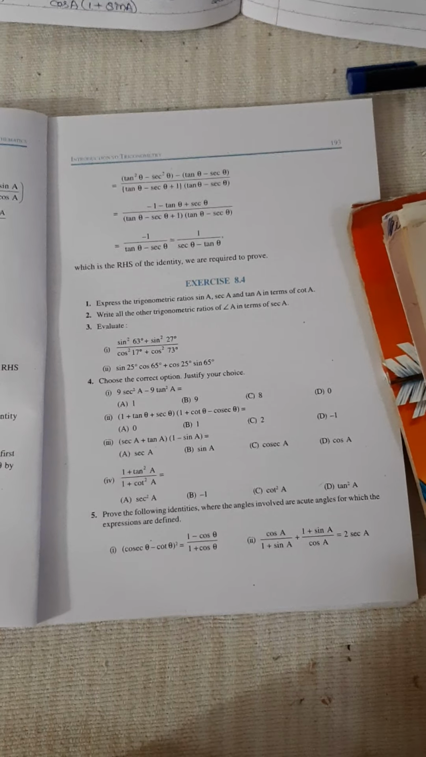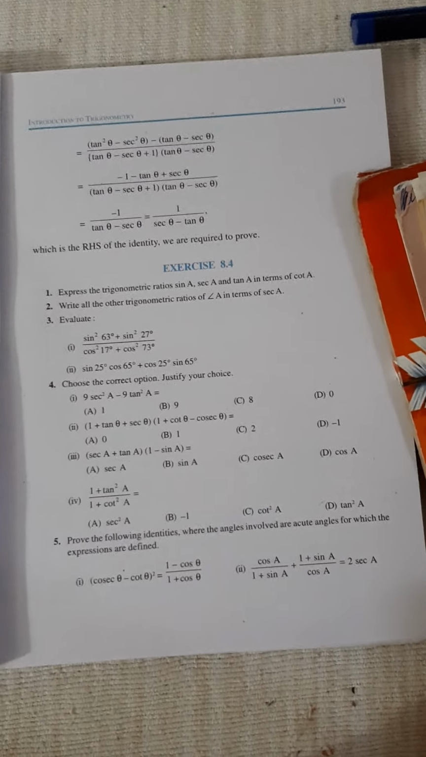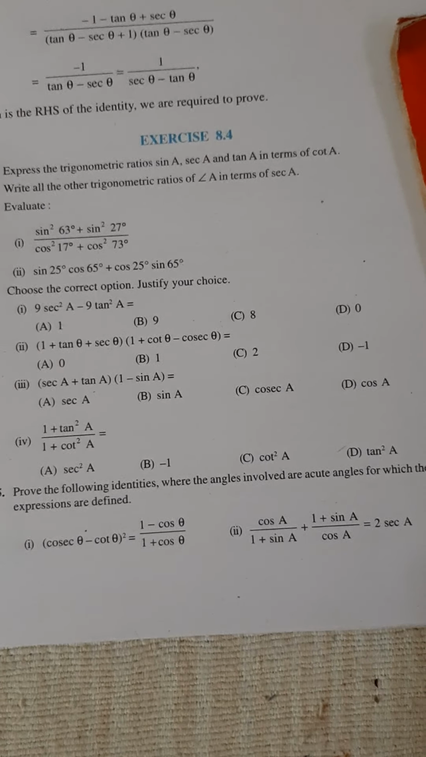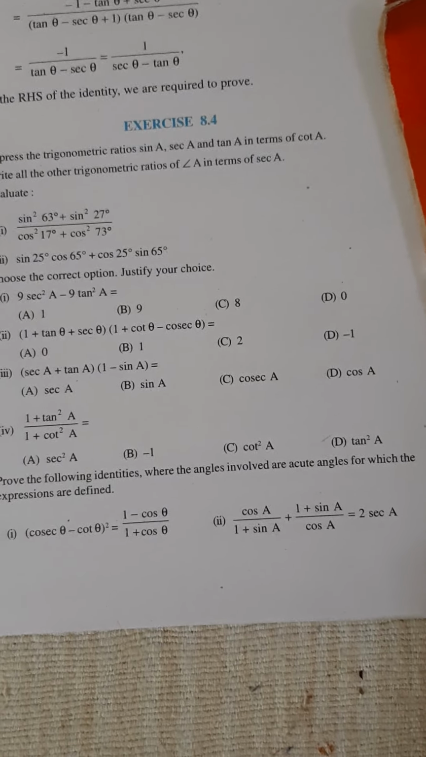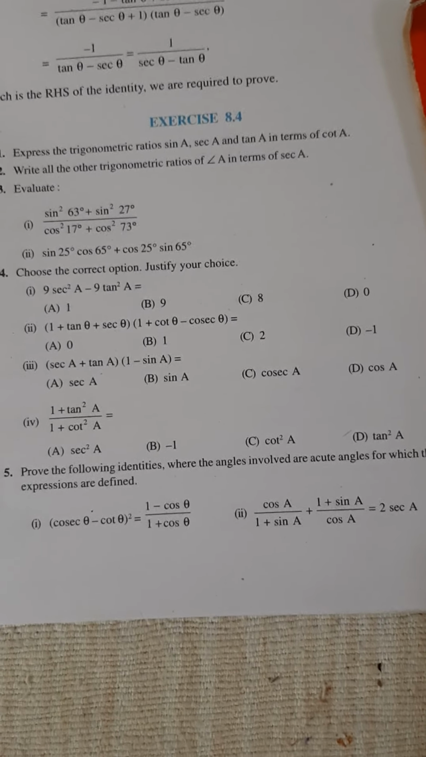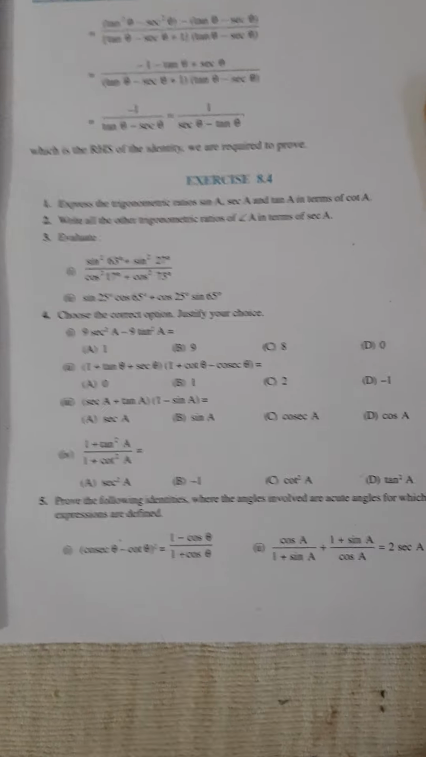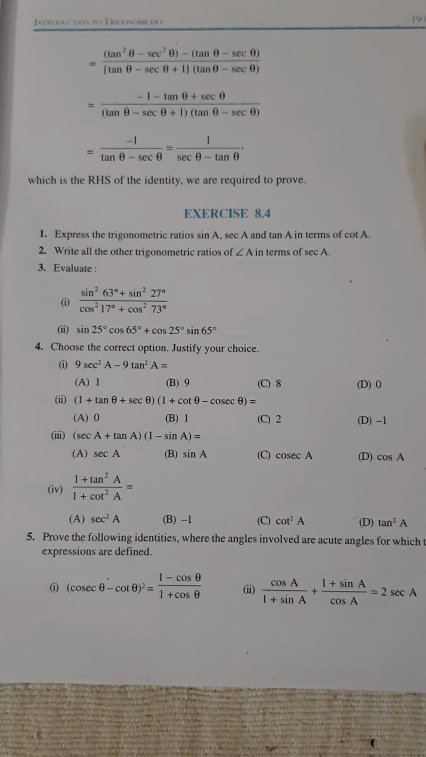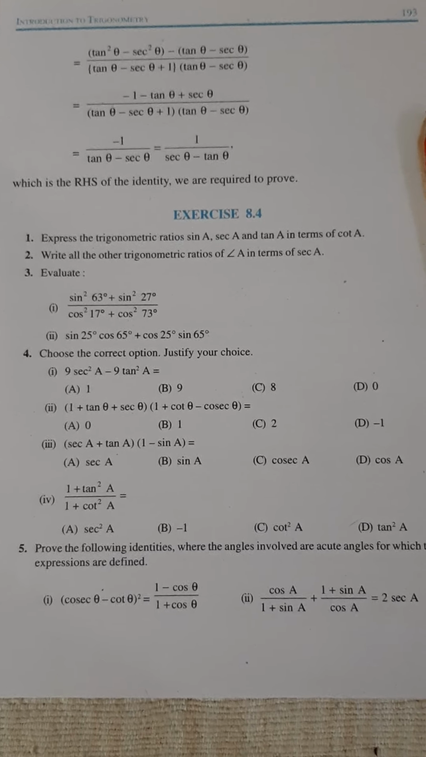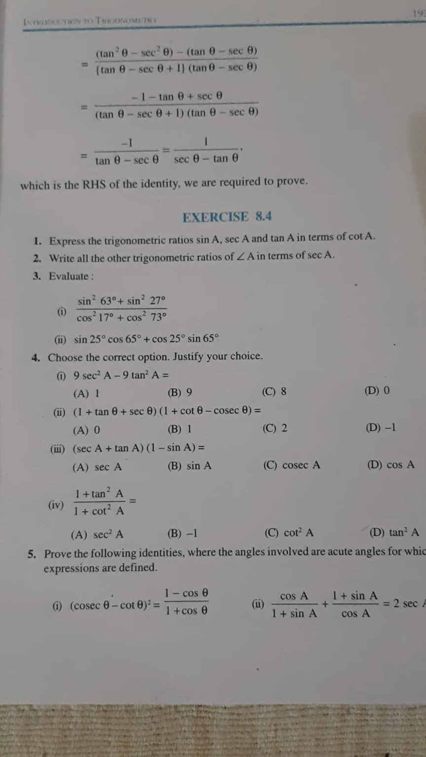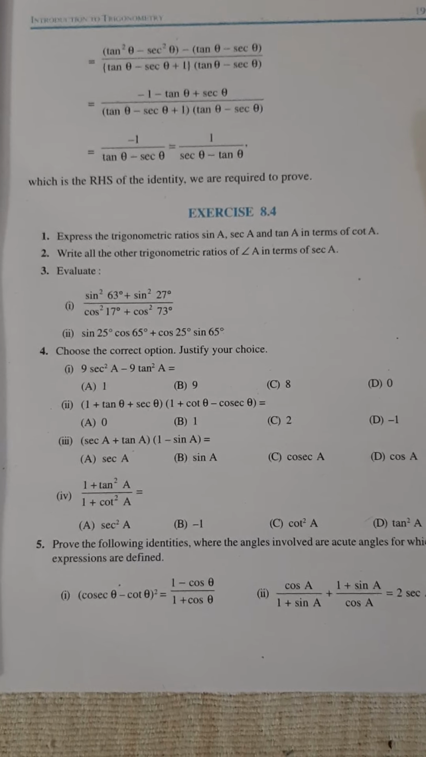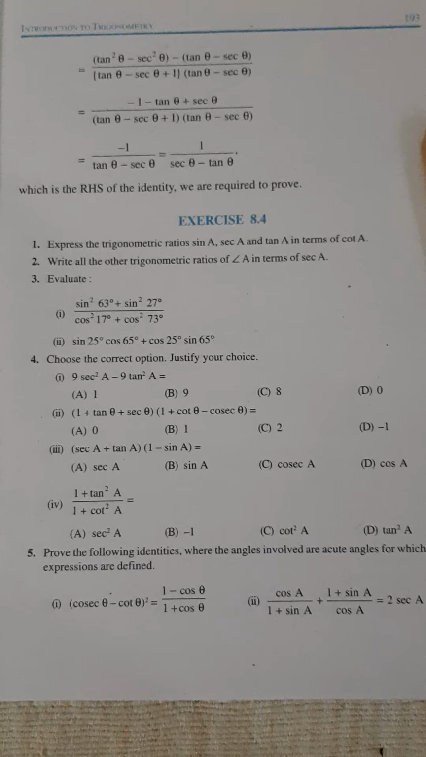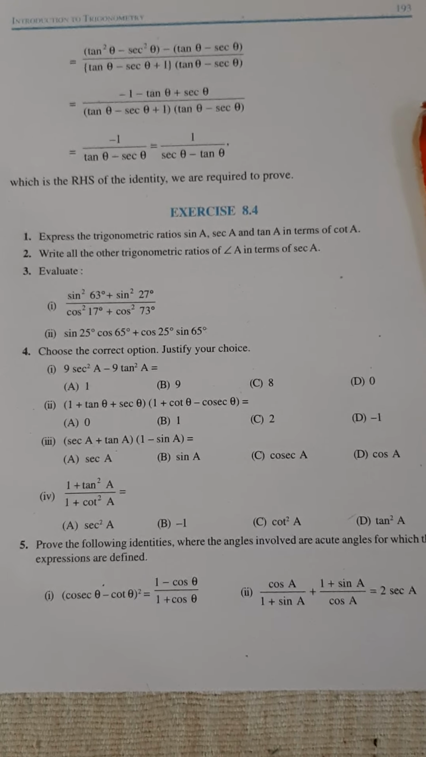Let's continue our exercise 8.4, and today we are seeing our fifth question, that is, prove the following identities where the angles involved are acute angles for which the expressions are defined. Here some expressions are already defined and these are very main expressions. We have to remember them for further also. This fifth question is very important. In this we have 10 more sub-questions and these are all defined identities only.